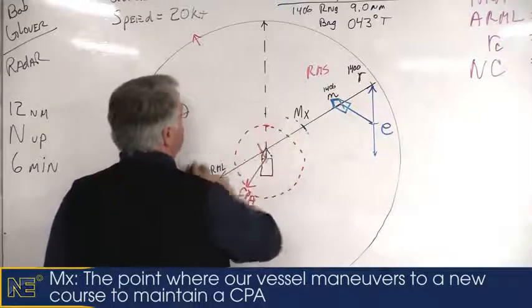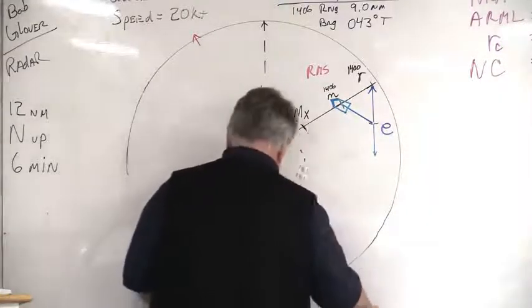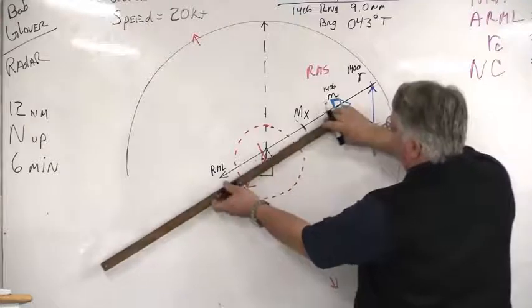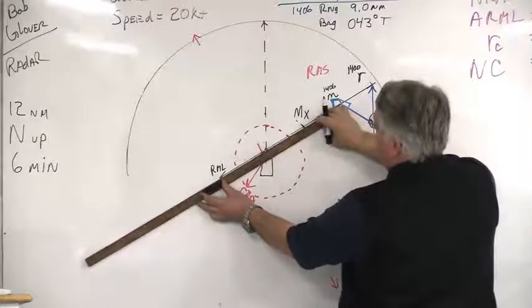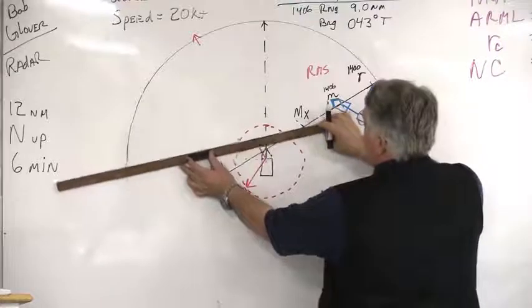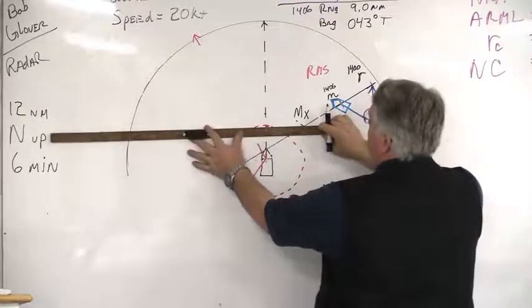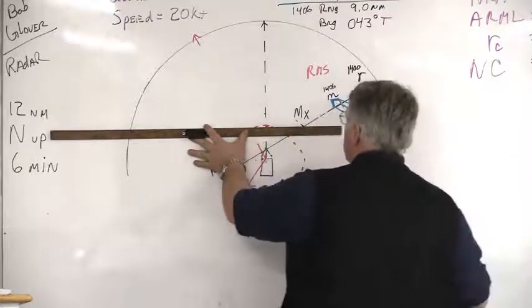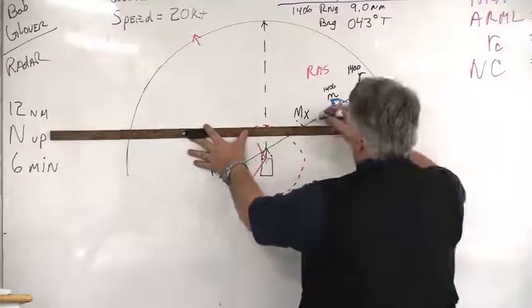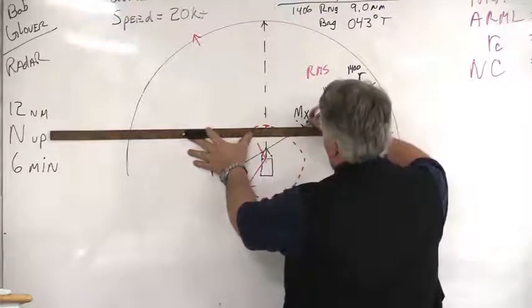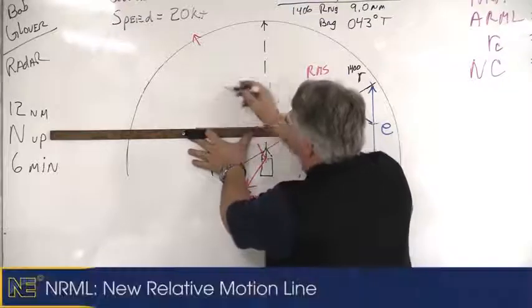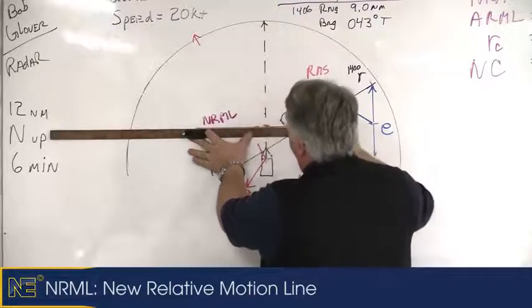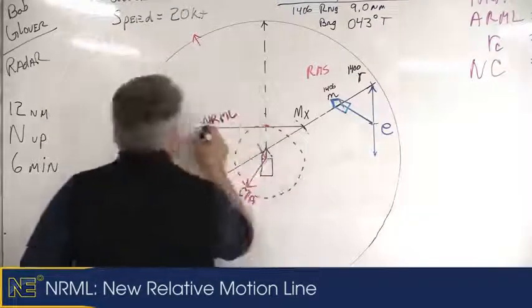So that becomes our pivot point, and what we're going to do is basically this. We're going to take this relative motion line and we're going to pivot it about MX. And we're going to make it so that it's just going to be tangent to, or touch, the new required CPA. So I go ahead and take my pencil and I draw in a line. This line is called the NRML, okay? The new relative motion line.